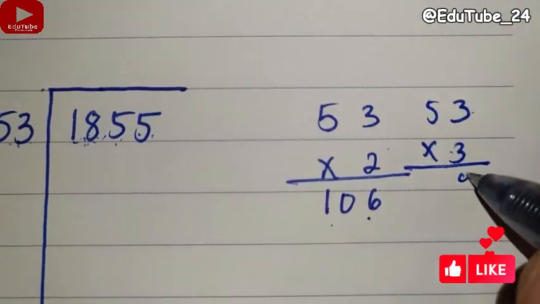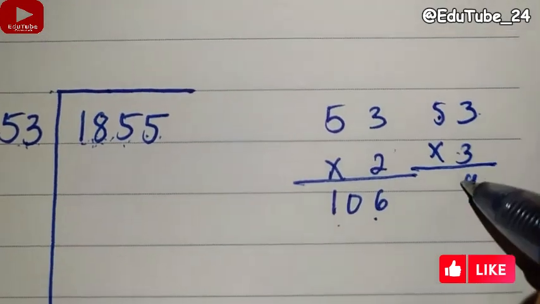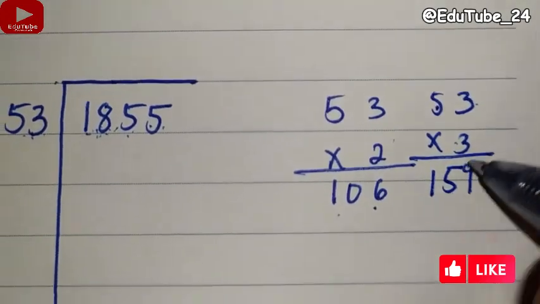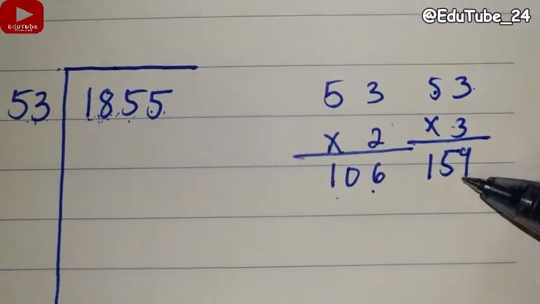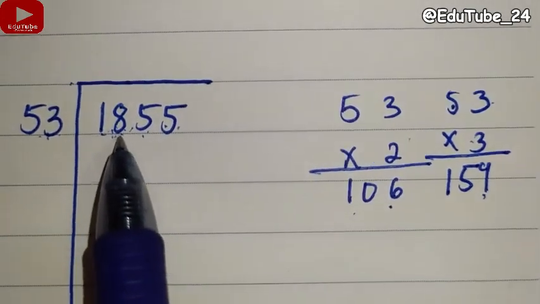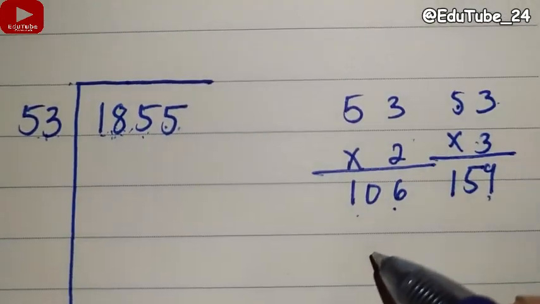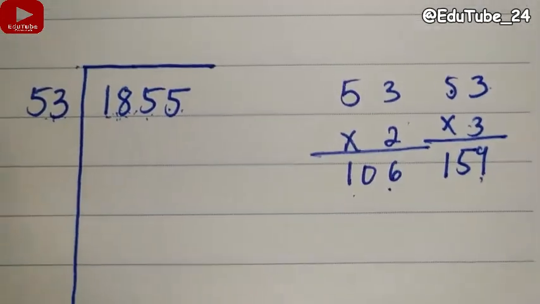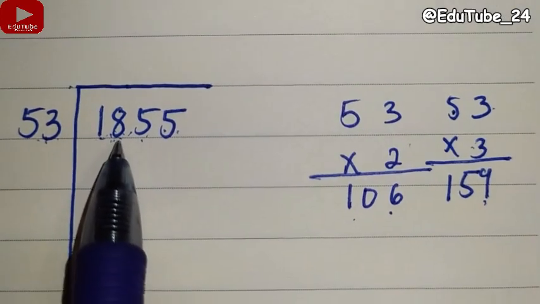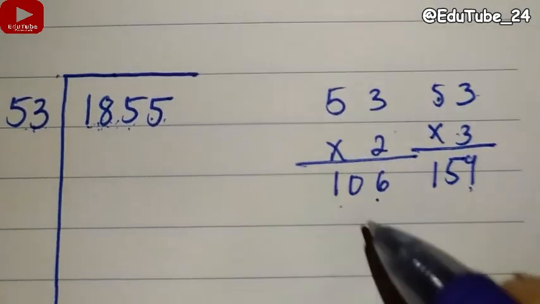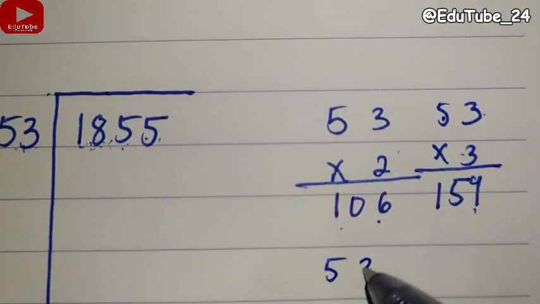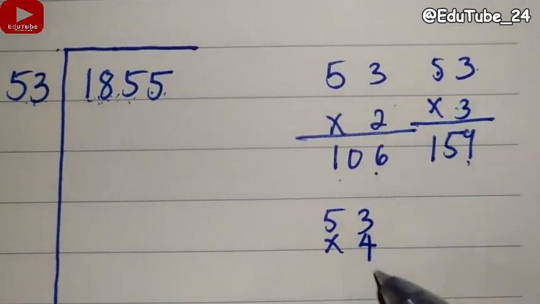3 times 3 will give me 9. And then 3 times 5 will give me 15. So I have 159. Now 159 is my answer, which is now closer to 185. But then I need to still try more and see if I will still get something very, very closer to 185. So I'm going to try 53 multiplied by 4.